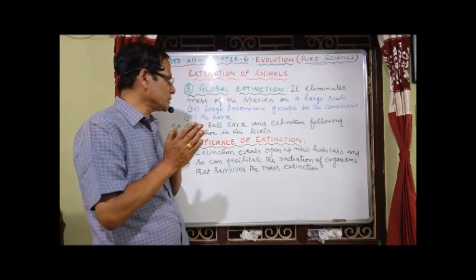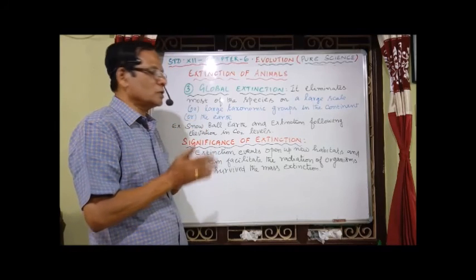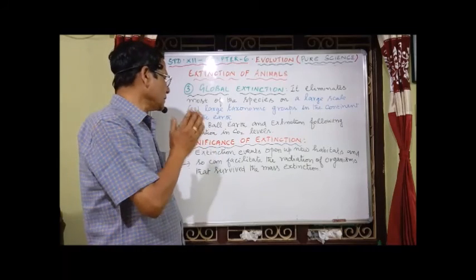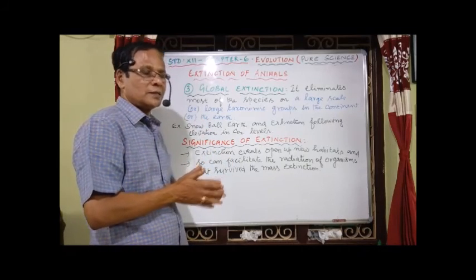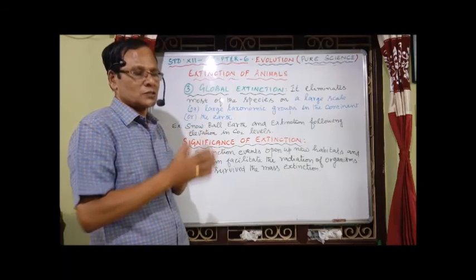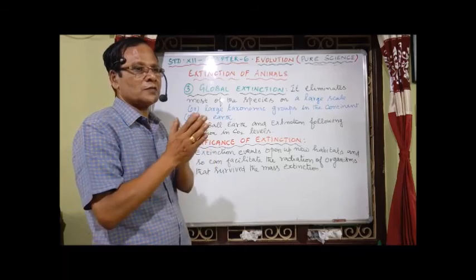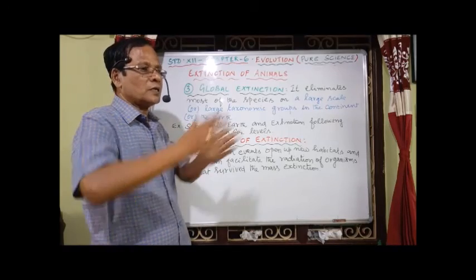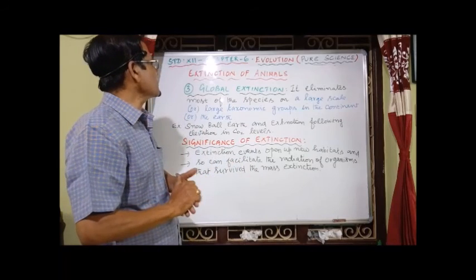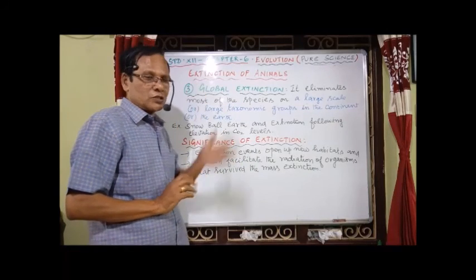So we have two significances. One, new habitats are developed because of extinction events. And secondly, the radiation of organisms. Those organisms that survive mass extinction, those that escape from the mass extinction, undergo radiations to form different species. That's about extinction.